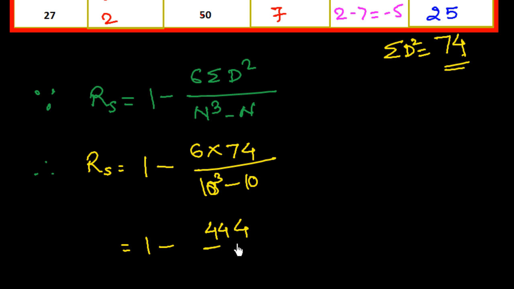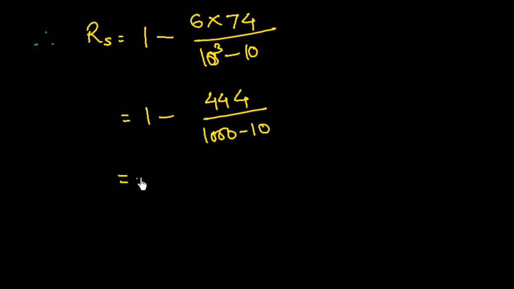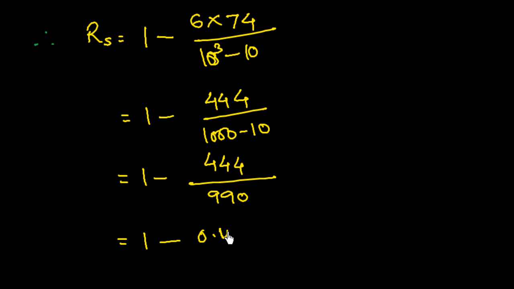over 10 cube 1000 minus 10, is equal to 1 minus 444 over 990. So we get here 444 over 990, which is 0.448. So we could write it in this way. We will take only 2 places after the decimal. So we get here 0.45.